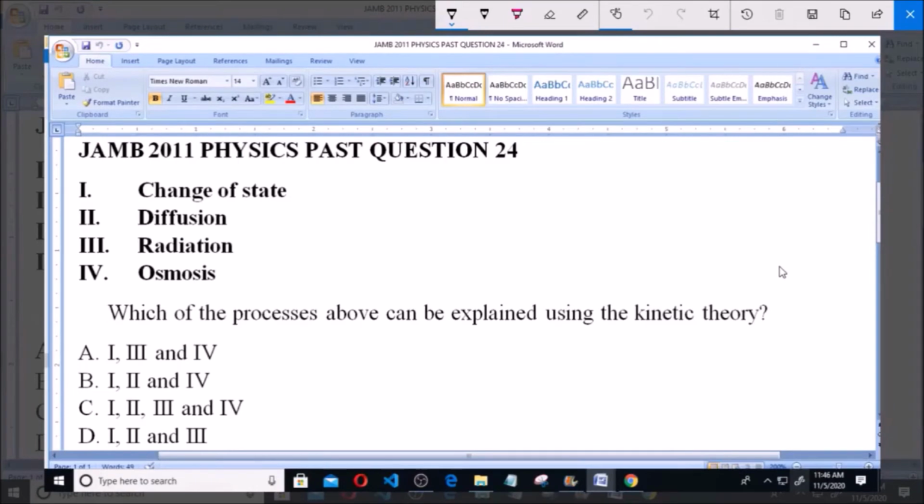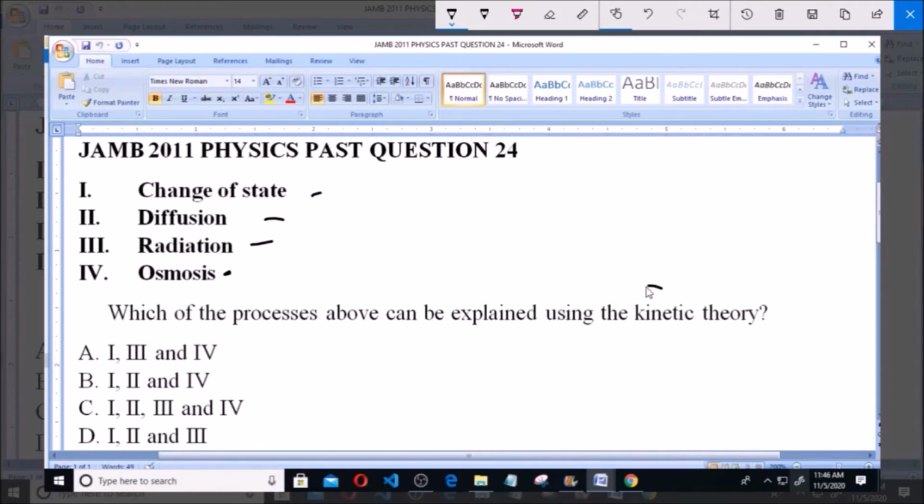So you have 4 items here: 1. change of state, 2. diffusion, 3. radiation, and 4. osmosis. And I asked which of the processes above can be explained using the kinetic theory. A. 1, 3, and 4. B. 1, 2, and 4. C. 1, 2, 3, and 4. D. 1, 2, and 3.